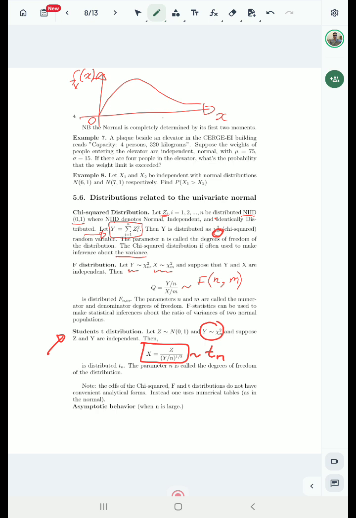If you take the ratio of these two, the resulting variable is going to be t distributed with n degrees of freedom. Usually we refer to that as the student's t distribution, because the author who came up with this was using the nickname, pen name Student.